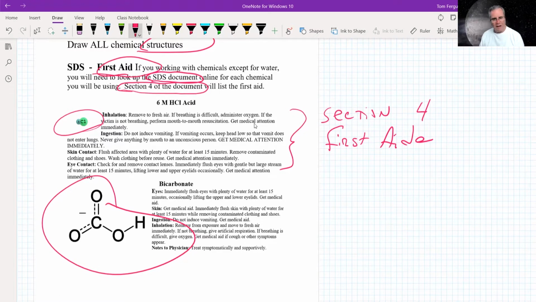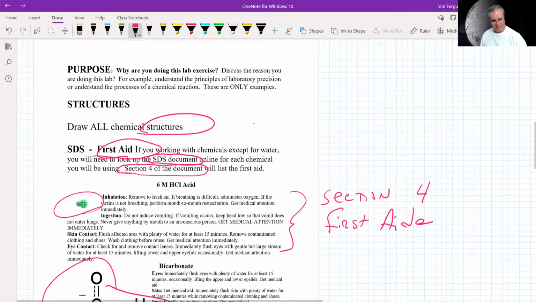Now, I want you to summarize the first aid. Not just do word for word, but summarize it in your own words. I want you to be able to read it. The reason why I'm having you do this is if you were doing a real lab and you came in contact with 6 molar hydrochloric acid, you would know what to do. Okay. Also, this is going to act as a reference for you as well. You know the structure of it, and you're also going to know the first aid of it. That's the first thing you're going to do after purpose.